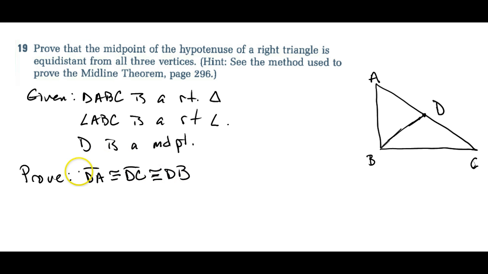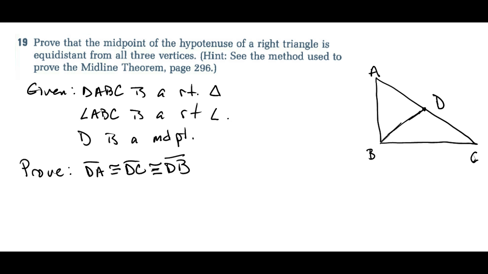So this congruency statement tells us, remember, equidistance in a proof is shown by congruent segments. So if DA is congruent to DC is congruent to DB, then I know all these are congruent. So basically what we want to do here is take this right triangle and change it or add to it so that we have a rectangle.